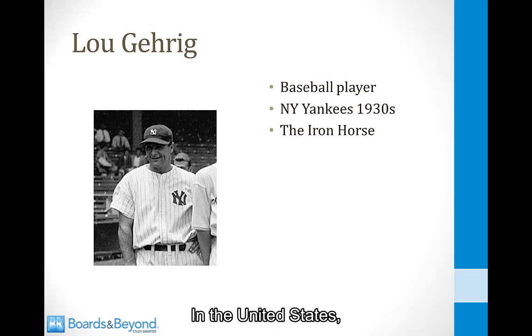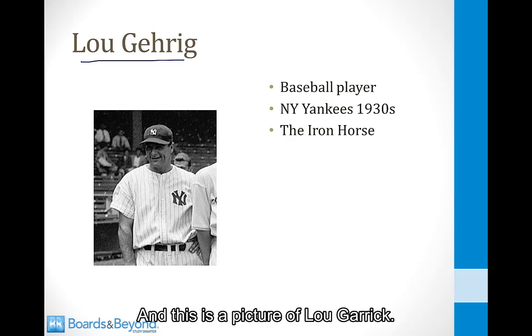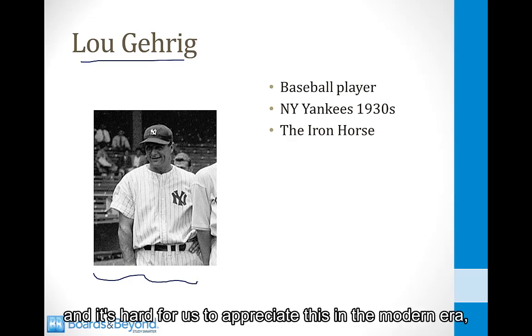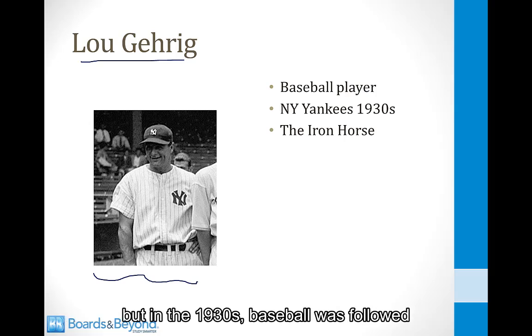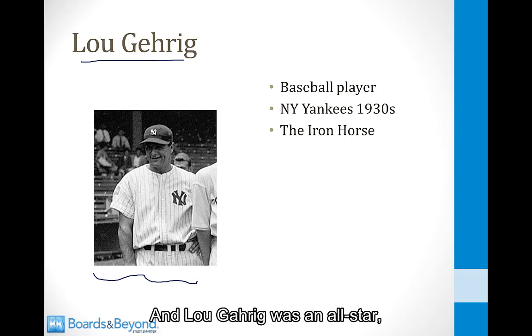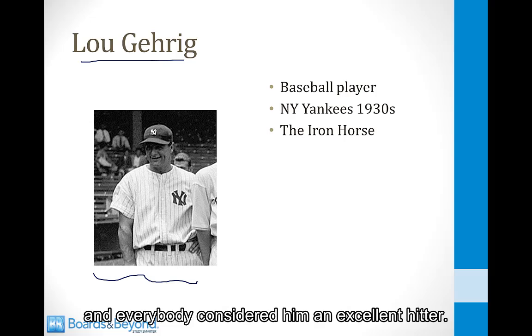In the United States, ALS is usually called Lou Gehrig's disease, and this is a picture of Lou Gehrig. He was a baseball player in the 1930s. And it's hard for us to appreciate this in the modern era, but in the 1930s, baseball was followed by virtually everyone in the United States, or even people that didn't follow baseball knew a lot about it because it was so popular. And Lou Gehrig was an all-star. He held the Grand Slam record, and everybody considered him an excellent hitter.